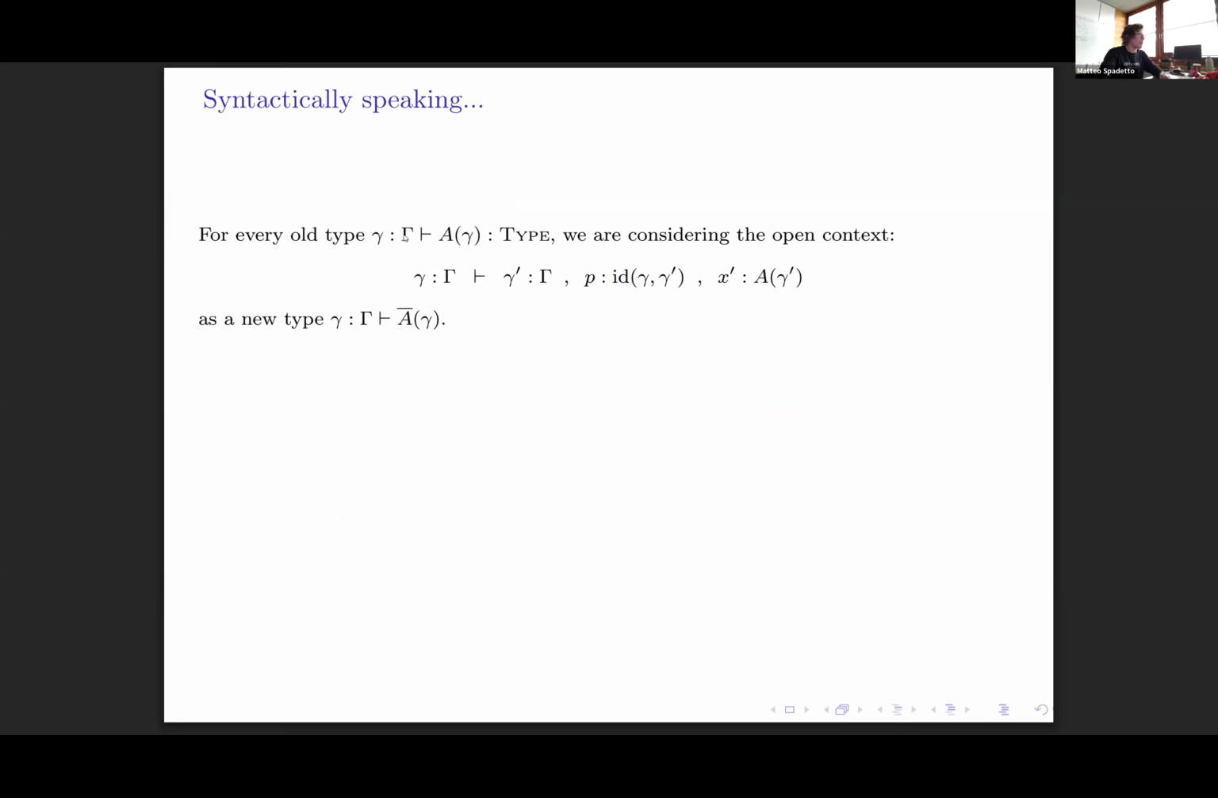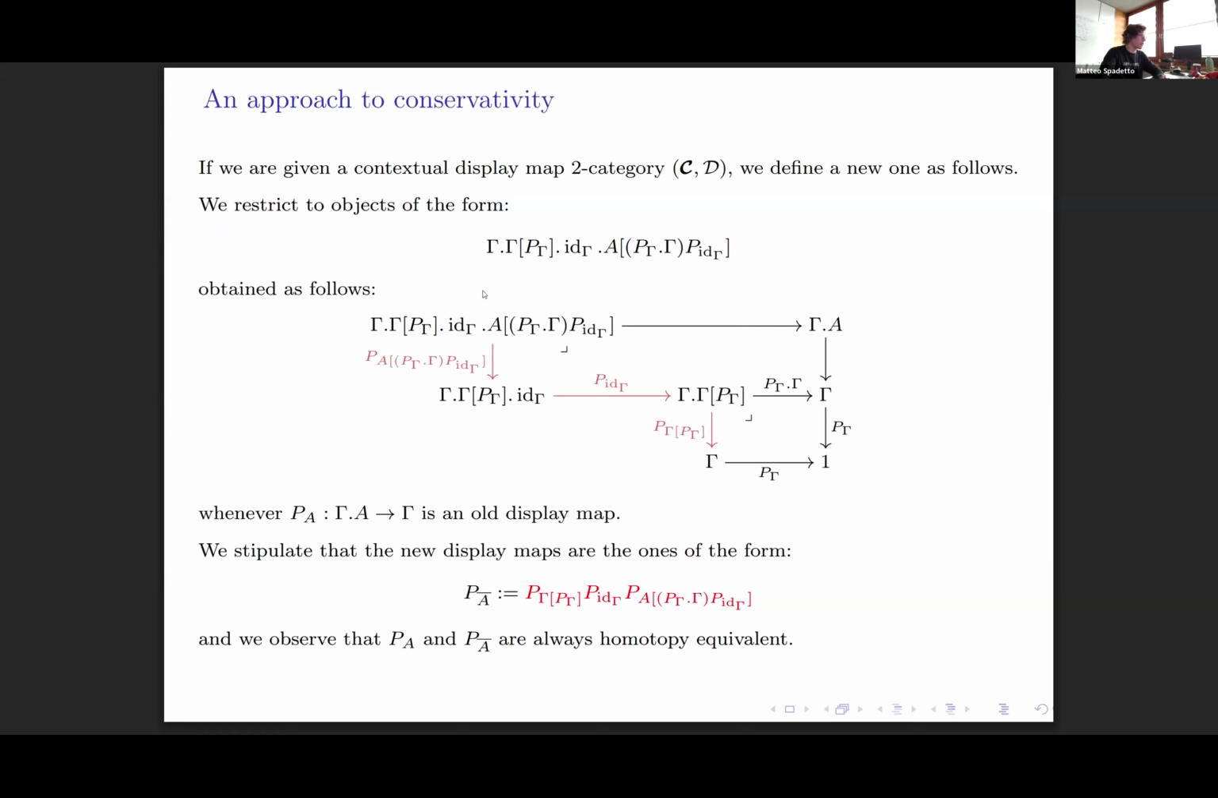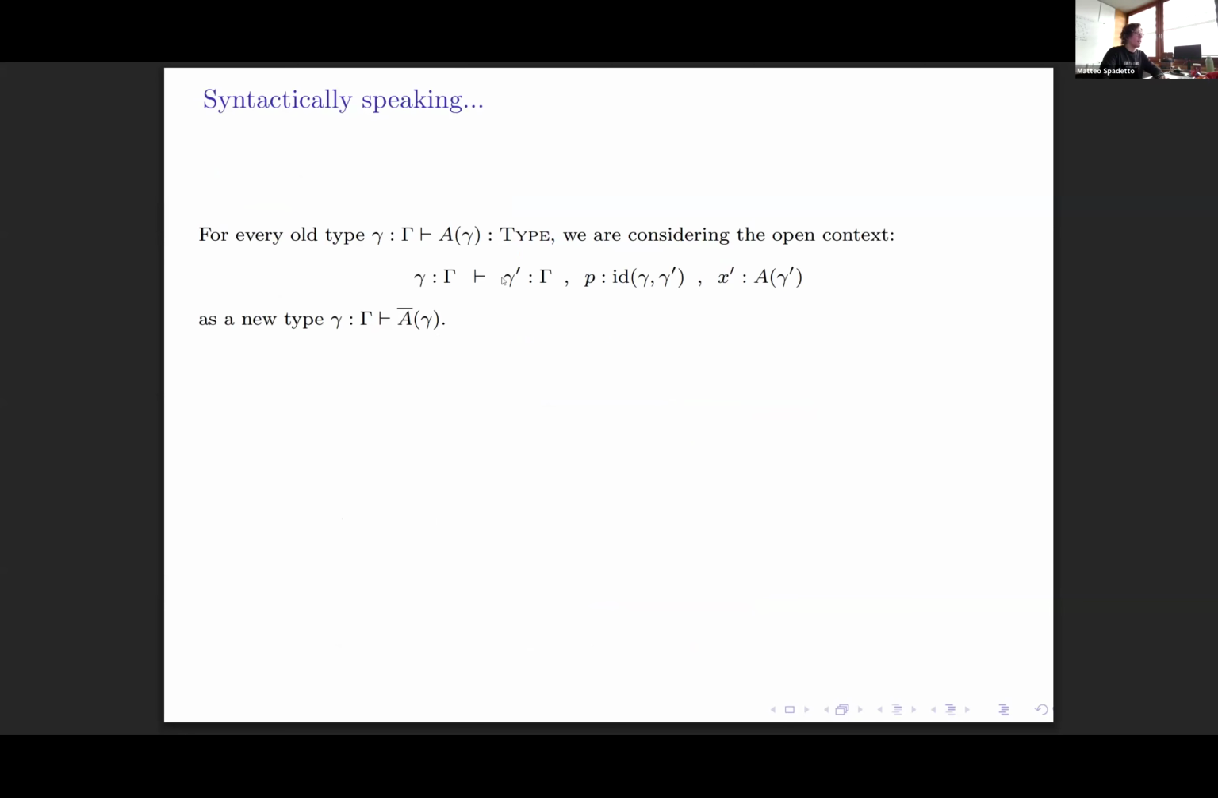Essentially, whenever you're given a type in context gamma, what we are doing with this weird context, with this weird object, is actually the interpretation of the following context. So in the context gamma, now I will build my new type as follows. It consists of new variables for the type gamma, an identity proof, or maybe I should say an array of identity proofs from gamma to gamma prime, together with a term x of A over the fiber gamma prime. I stipulate that this new context is a new type, so a new display map in the model that I'm building.